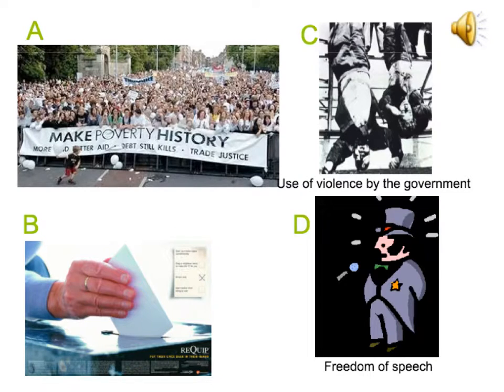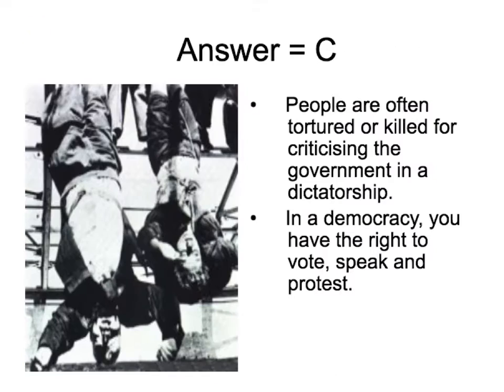Again then, we have got protest, violence, voting and freedom of speech. Out is violence, not part of how a democracy enforces its law. People are often tortured or killed for criticising governments in a dictatorship. In a democracy, you have the right to vote, to speak, and the right to protest.